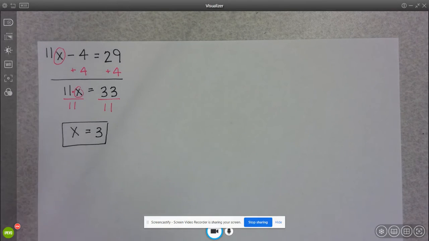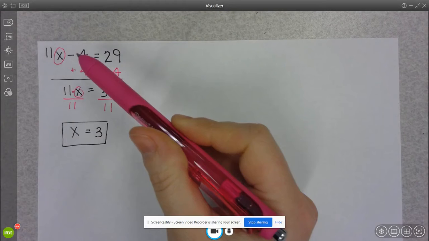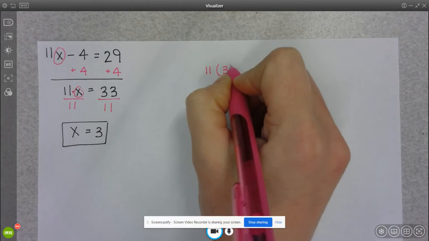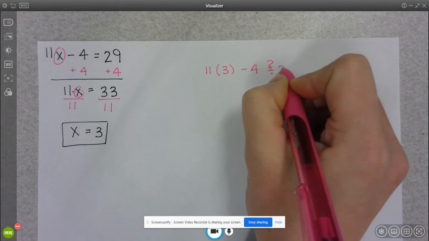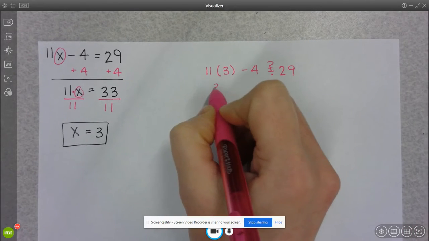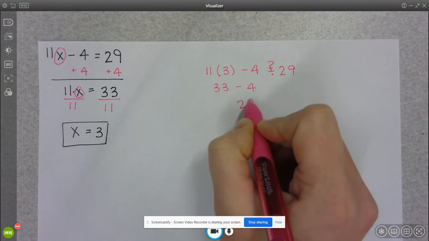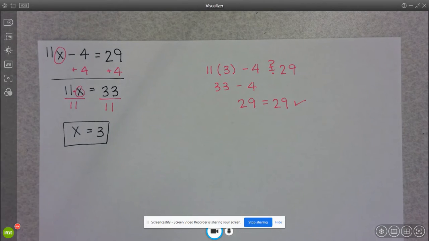Now, if I wanted to double check and make sure that I got the correct answer, I could take 3 and substitute it back into my original equation and check and see if it in fact does give me 29. Well, 11 times 3 is 33 minus 4, and 33 minus 4 does give me 29. So that tracks. I got the right answer. We're good to go.